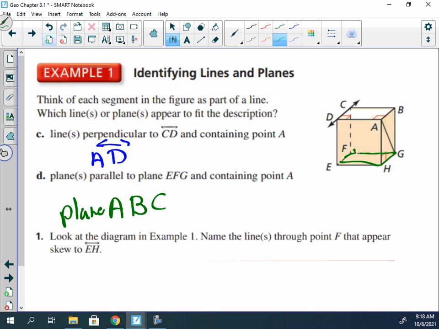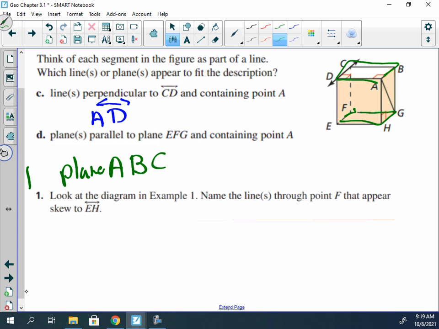No, you had it right. Well, we could name it, because ABC, we could say ADC, ABD. Any of those 3 letters would work. Questions on this here? Look at the diagram in example 1. So what we have right here.